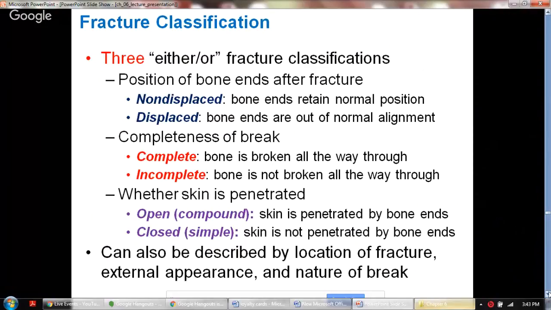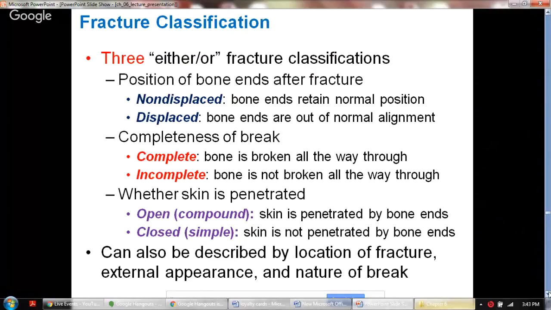Also, if the bone is broken all the way through, we call it a complete fracture. If the bone is not broken all the way through, we call it an incomplete fracture. And if the skin is penetrated by the bone ends, we call it an open or compound fracture. Or if the skin is not penetrated by the bone ends, we call it a closed or simple fracture.